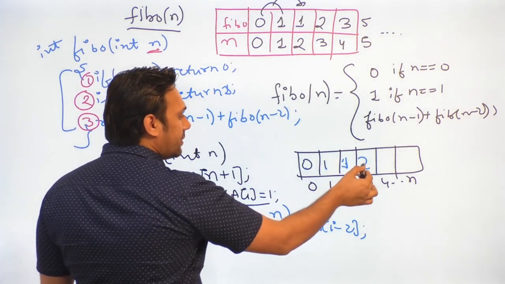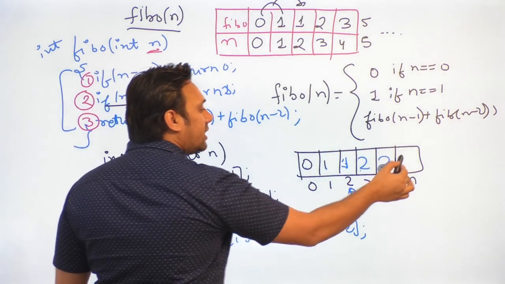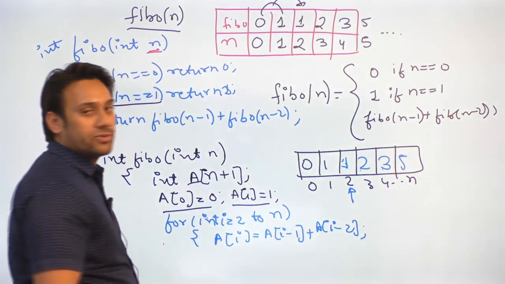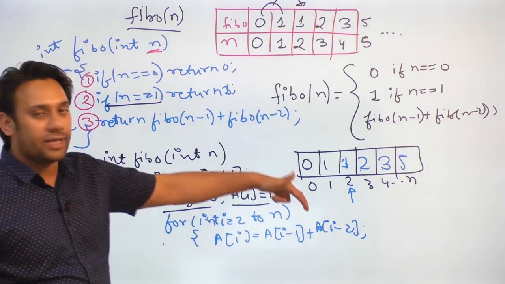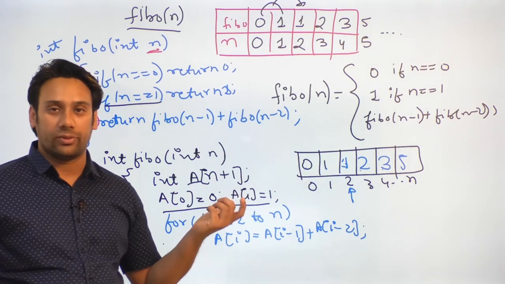Again, I want to add 1 plus 2, I want to store 3 in this location. Again, I want to add 2 plus 3, I want to store 5 in this location, and so on. So basically, using this line, I'm just trying to use the values that I've already calculated.